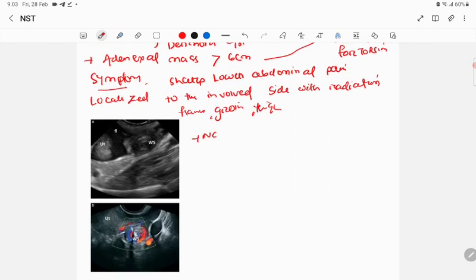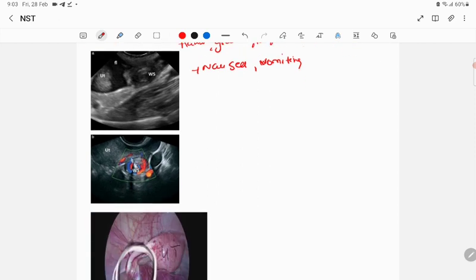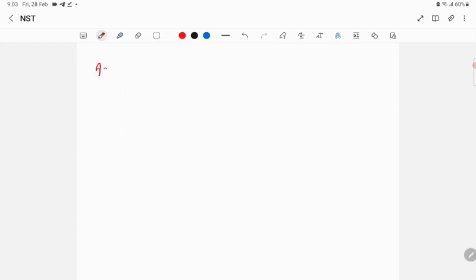It causes nausea and vomiting. If adnexal necrosis happens, that will cause low grade fever.